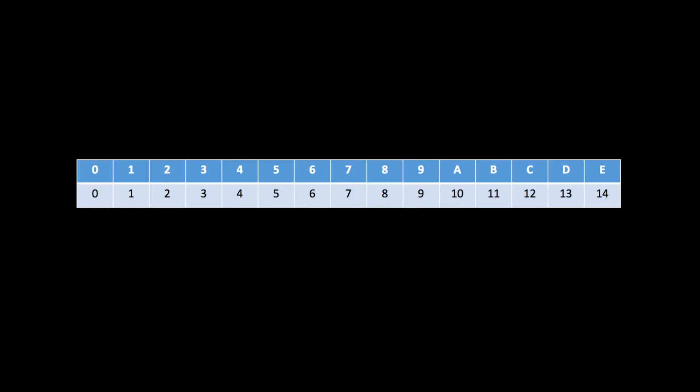Here's a mapping of each of the hexadecimal numbers to its respective value. With this knowledge, we can create a breakdown of each value from right to left for 80C0C0. 0 is equal to 0. C is equal to 12. 0 is equal to 0. C is equal to 12. 0 is equal to 0. And lastly, 8 is equal to 8.